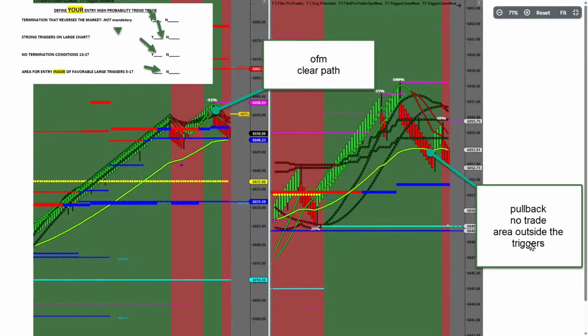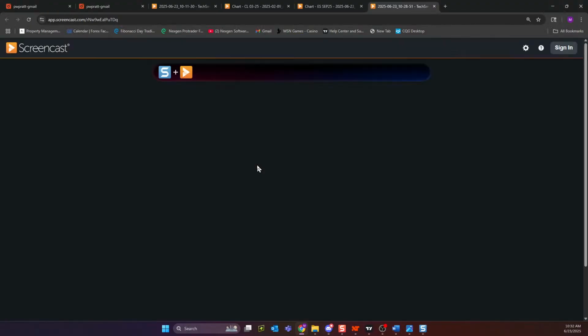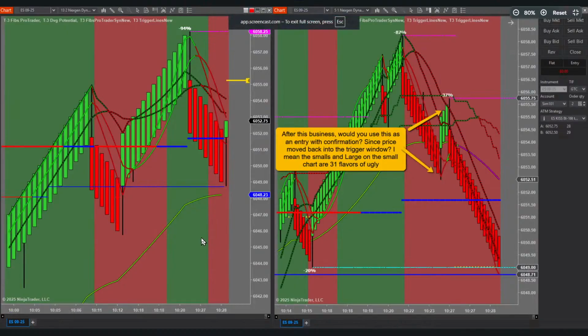Pull back, no trade, area outside of the trigger. So Better Dad, you and Joel are on the same page. I don't want it from here. Just not my thing. Let's see what you got. After this business, would you use this as an entry with confirmation? Since price moved back into the trigger window, I mean the smalls and the large on the small chart are 31 flavors of ugly. I like that you're using that.